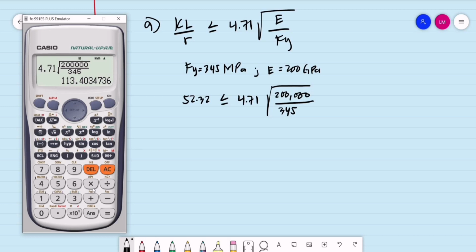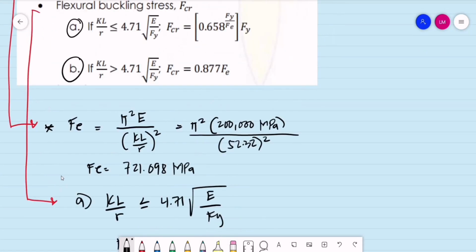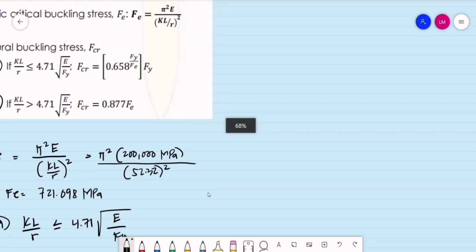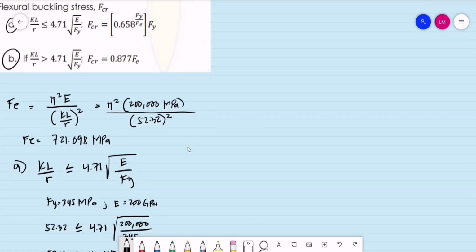That is 113.40. So we have 52.32 is less than 113.40, so condition A is satisfied. Therefore, we can compute the flexural buckling stress, F sub CR, using this equation.